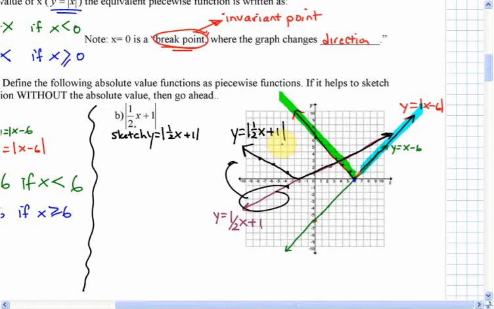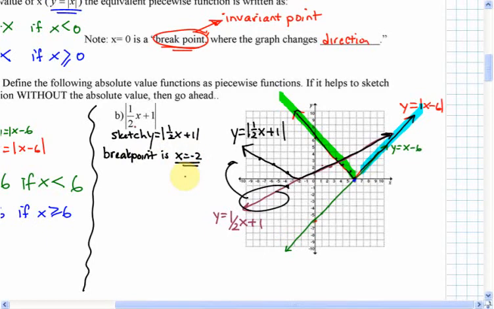Okay, so now where's this breakpoint? Where's the point where the graph changes direction? If you can see, the breakpoint here is at negative 2. So I'm going to just quickly write down the breakpoint is x equals negative 2.